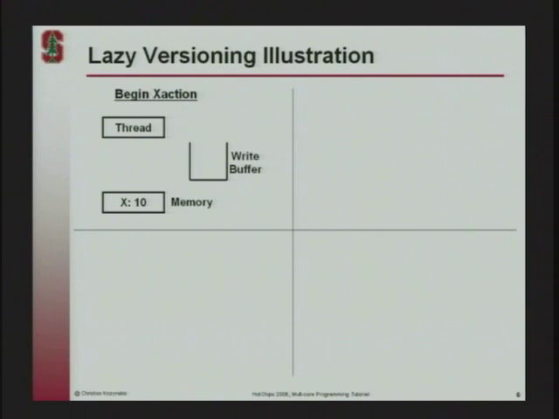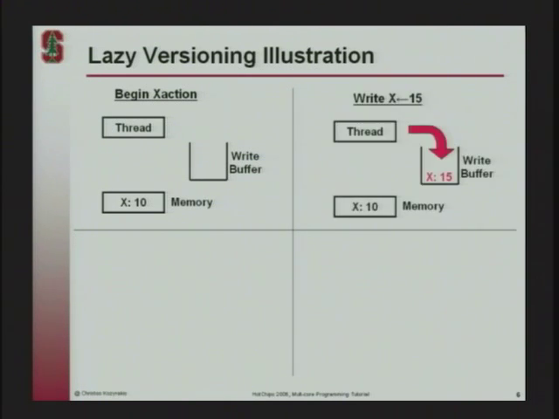Now, the alternative approach is lazy. And again, we have our thread, the memory, and some structure on the side, which we're going to use as a write buffer. So halfway through the transaction, we have this update of x to 15. And now we don't write the memory. We basically write on the side buffer the new value of 15. Now, what does this mean for future loads within the transaction? If you want to read something from this transaction, you need to check first the write buffer to see if the value is there, if the latest value is there.